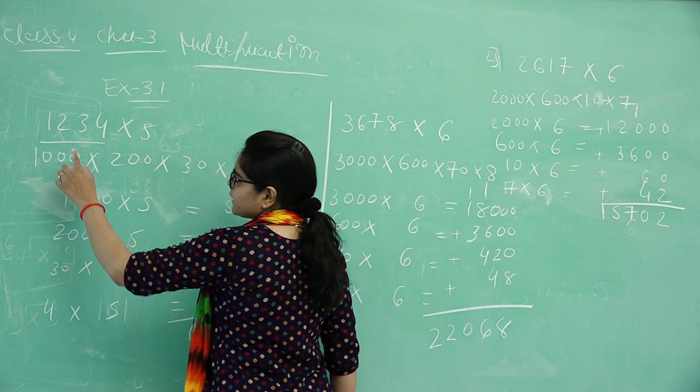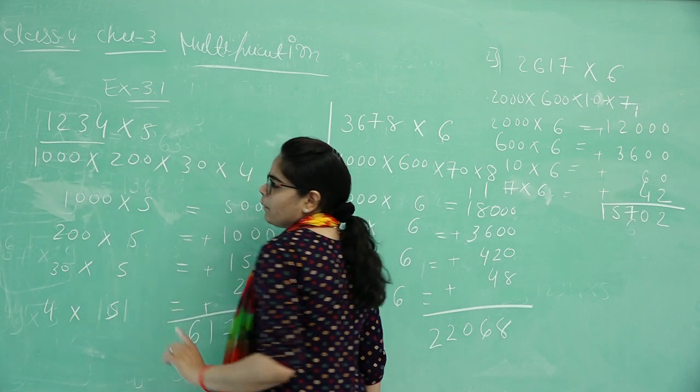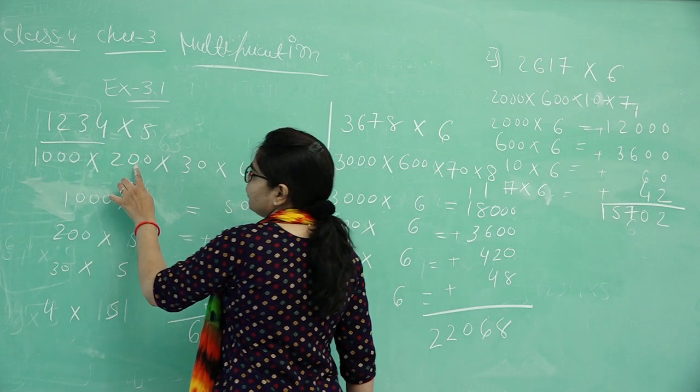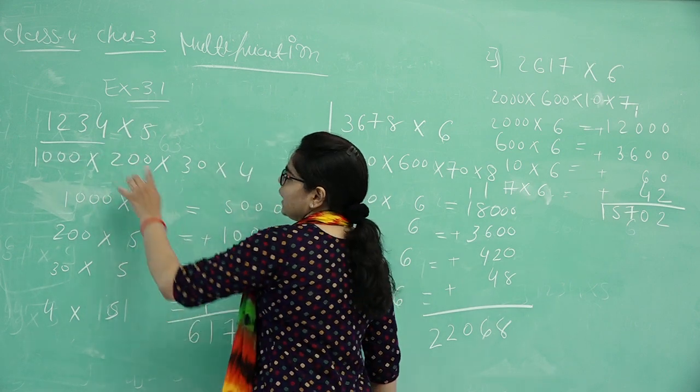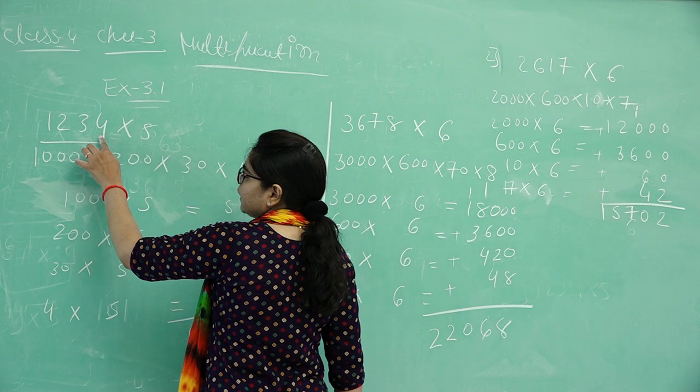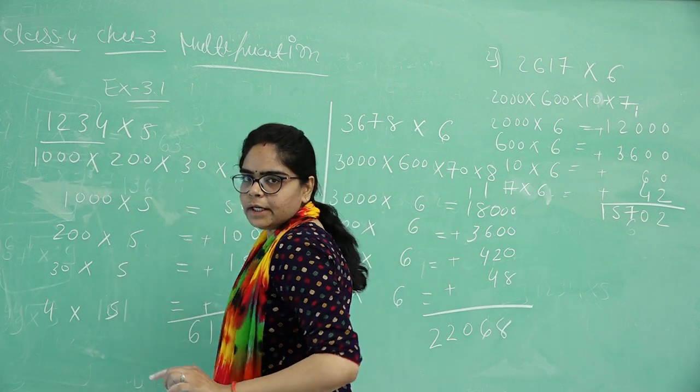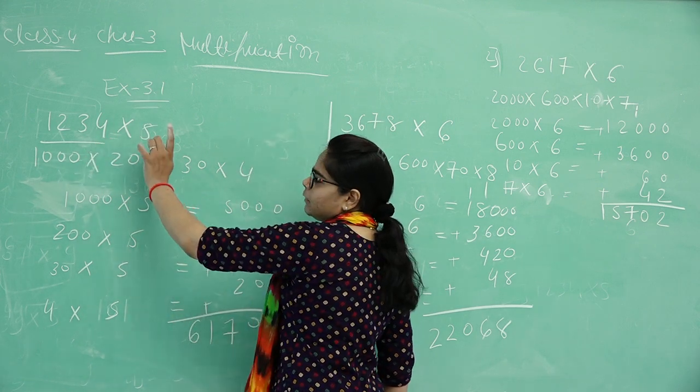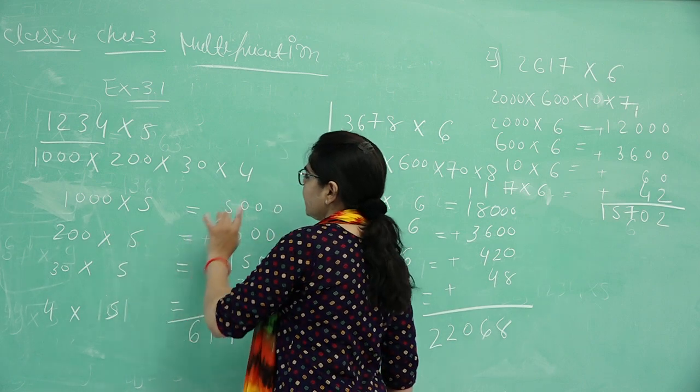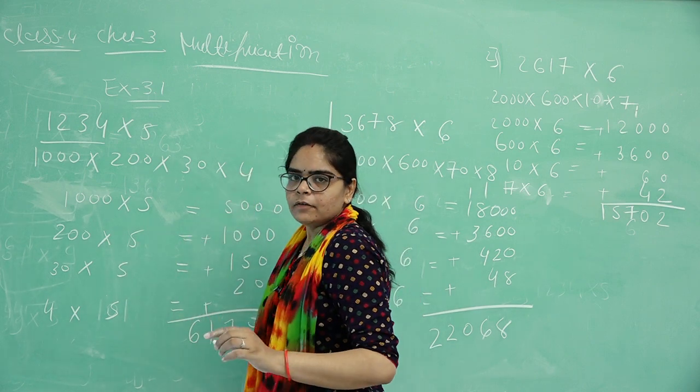Then which number comes out? 2. Then after 2, how many numbers are there? 1 and 2. Then put here 2 zeros. Then after 3, how many numbers are there? Only 1. Then put here 1 zero. Then after 4, no digits are there. That's why we put here 4.